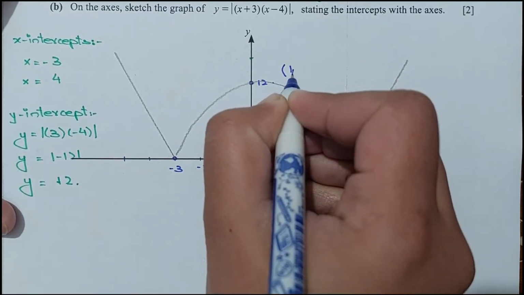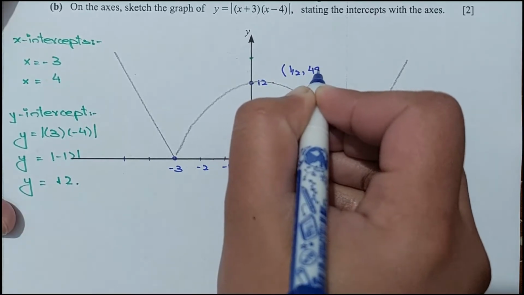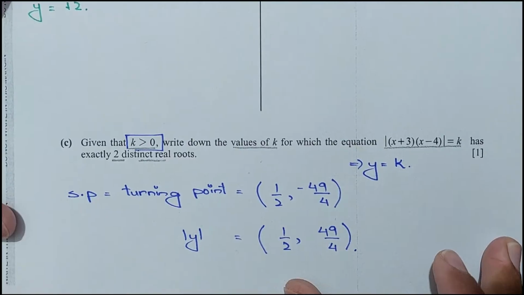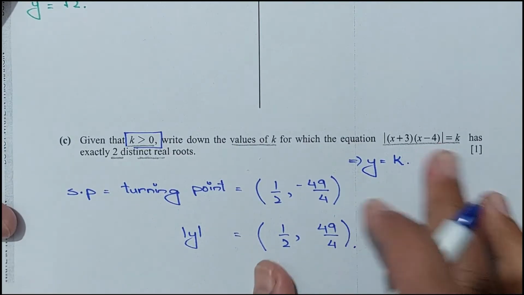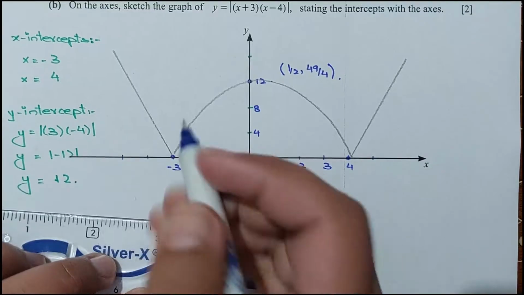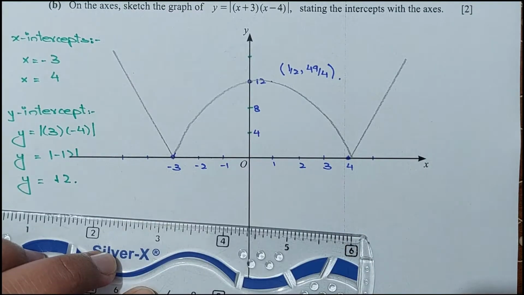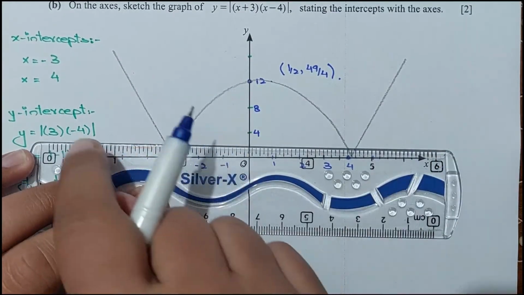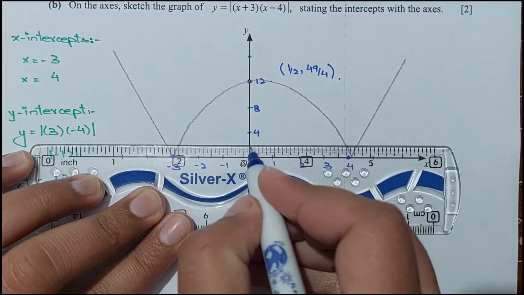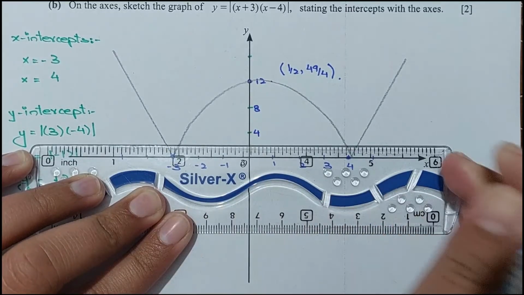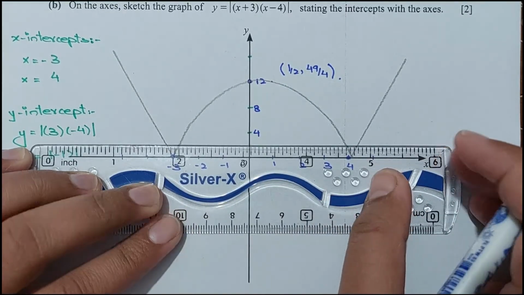So it has coordinates 1/2 and 49/4. These are the turning points, right? For the turning point, it has two roots. Look at the curve now. If you fix this line, let's say this is the y equals 2 line, it has four solutions, four distinct real roots.